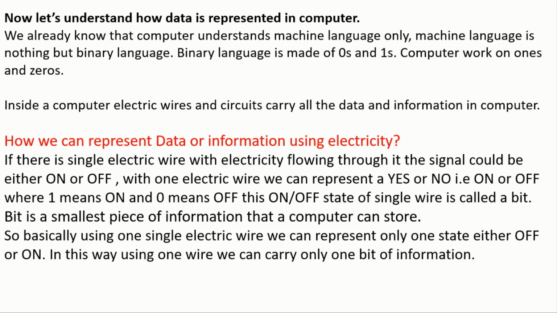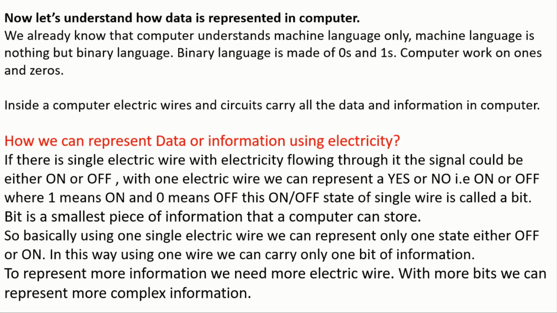So basically, using one single electric wire, we can represent only one state, either off or on, either 0 or 1. This way, using one wire, we can carry only one bit of information. So, to represent more information, we need more electric wires. With more bits, we can represent more complex information.